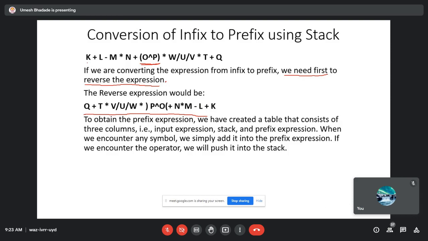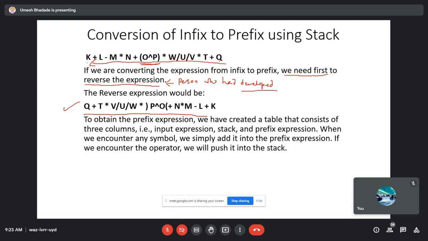Now, why this reverse step? Because the person who developed this algorithm tried it and came to the conclusion that we first need to reverse the expression, right? So we got this reversed expression. Simply go from right to left and go on writing like this.